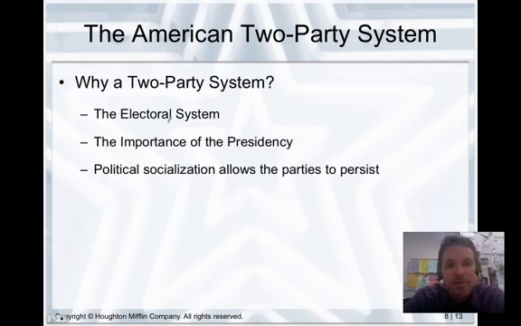Why a two-party system? Part of it has to do with the way our electoral system is set up, where if you win a majority of the electoral votes for the presidency, then you become the president. Coming in second or third doesn't get you anything. The same thing happens at the state level with senators and representatives.